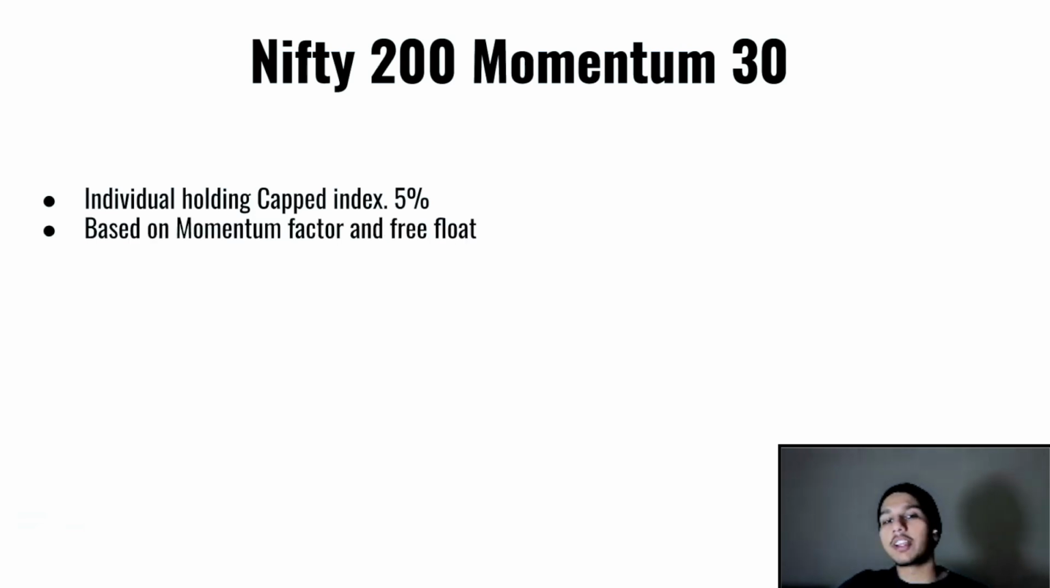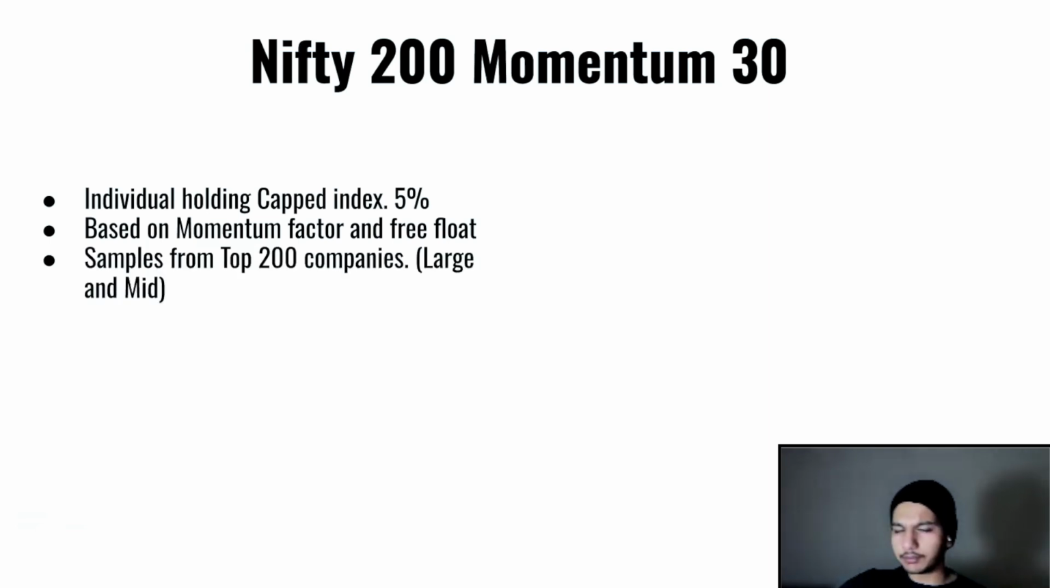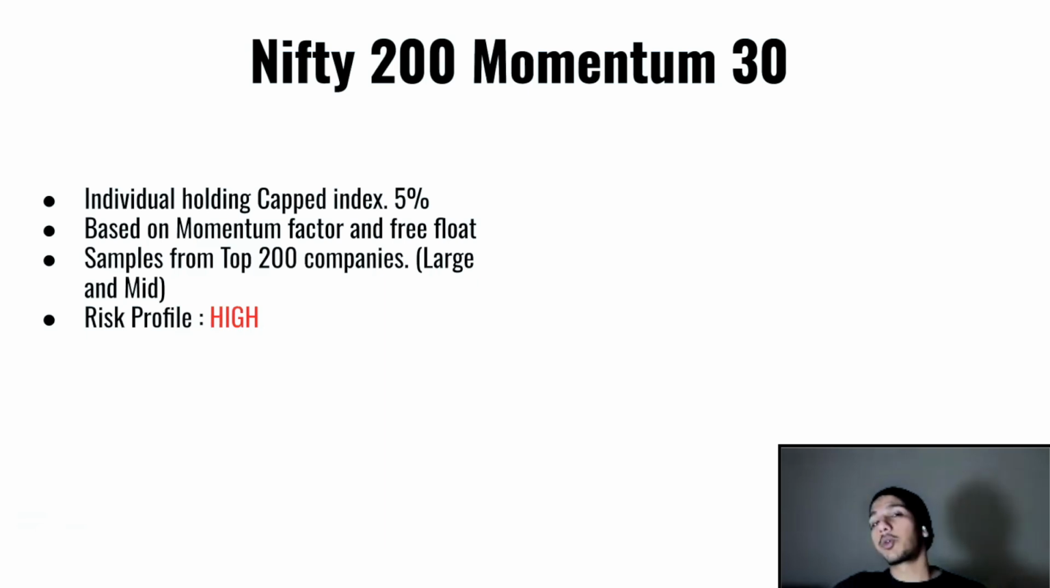This is based on the momentum factor and free float. The momentum factor is decided based on the current price change or price movement of the equity. And free float is the total market capitalization of that particular equity. It samples from the top 200 companies present in Nifty. And I'll consider the risk profile on the high end, because it only looks at how much the stock has run up, and it will be included in this list.